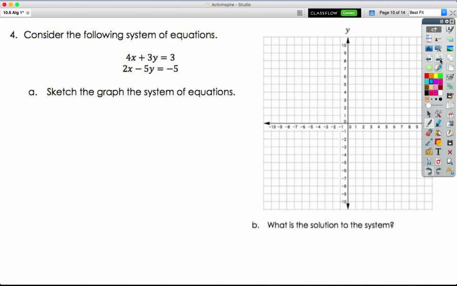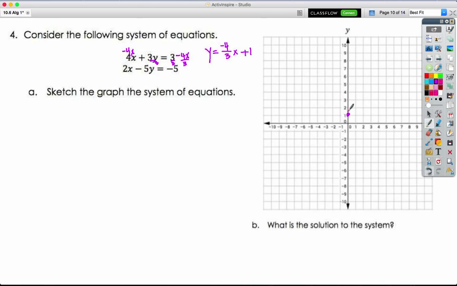So if we try example number 4, consider the following system of equations, sketch the graph of the system of equations. Okay, so let's solve them for y, see if we can compare them. So on the first one, I'll minus 4x from both sides, divide everything by the coefficient of 3, and so y equals -4 thirds x. 3 over 3 will make that a plus 1 at the end.